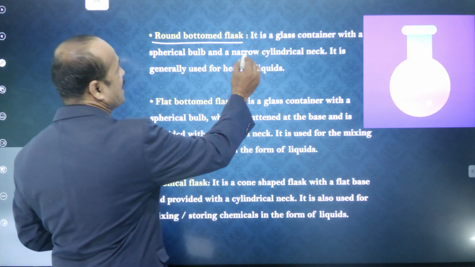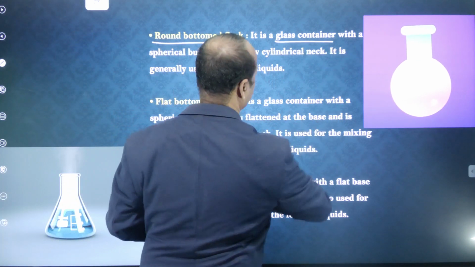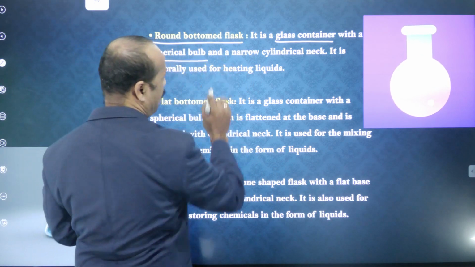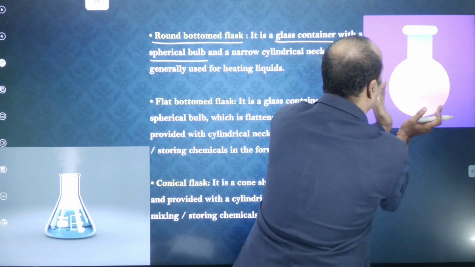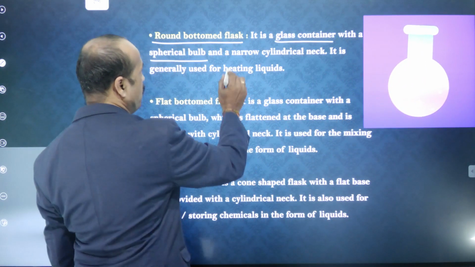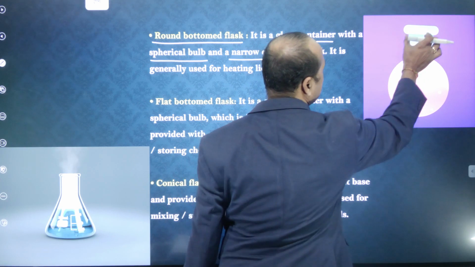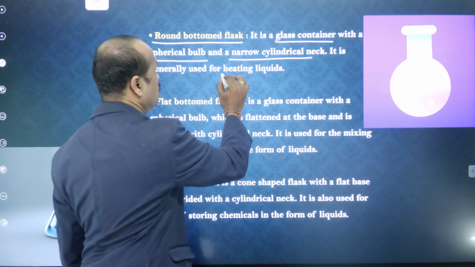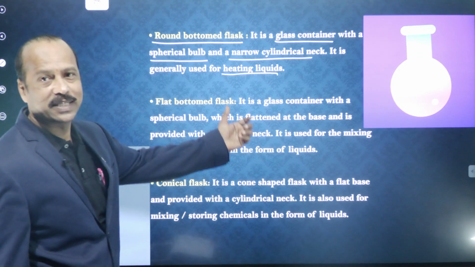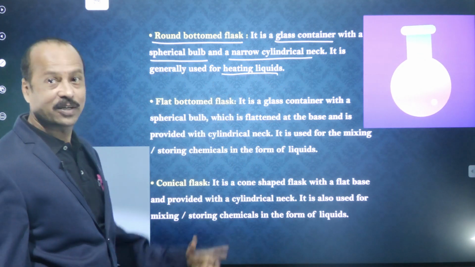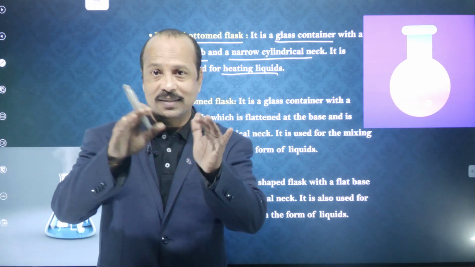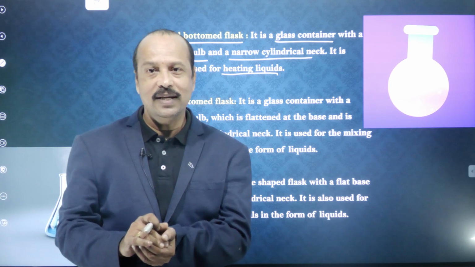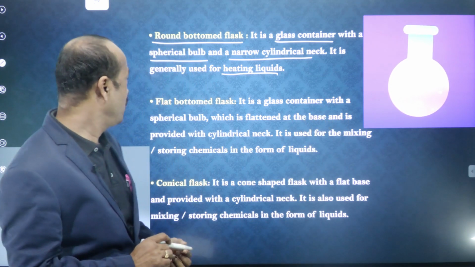See here, it is a glass container. It is made up of glass, a container with a spherical bulb. See how nice it is? Spherical bulb and narrow cylindrical neck. So see here, a small narrow cylindrical neck, and it is generally used for heating liquids. So this is called the round bottom flask. You can see it in your laboratories, no? So it's a round bottom flask with one small neck. Okay, so this is about the round bottom flask.